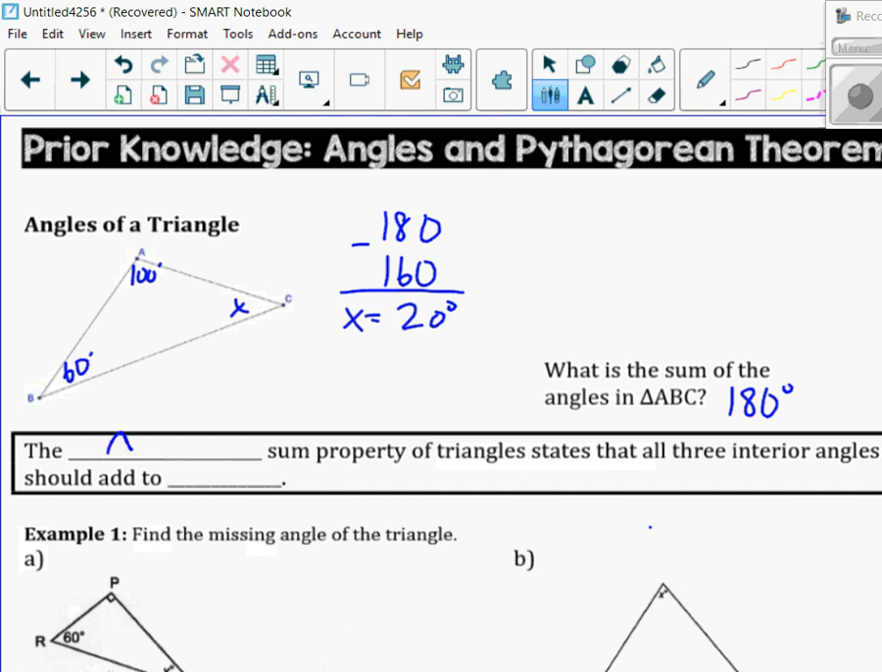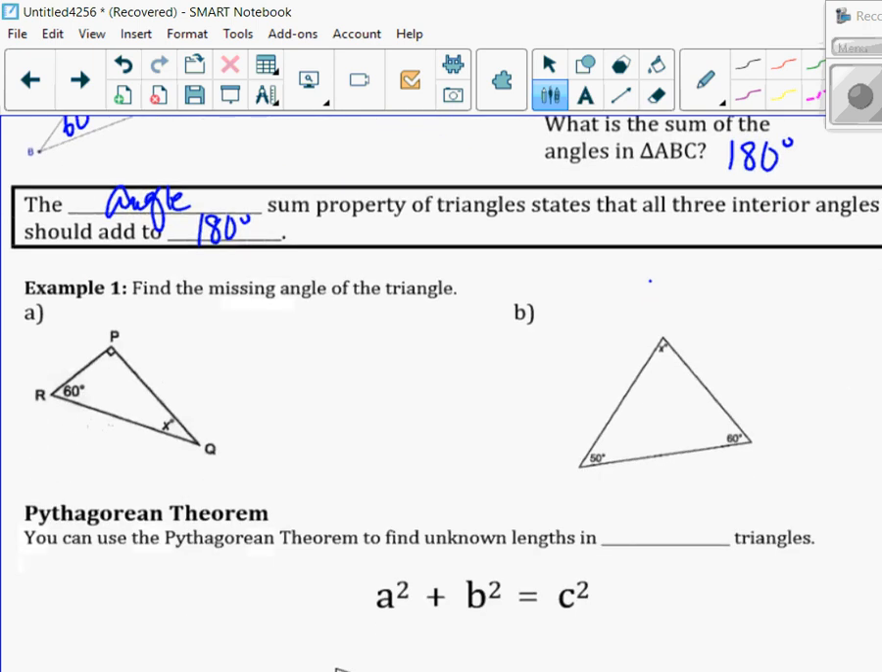So the angle sum property of a triangle states that all three interior angles should add up to 180 degrees. Somewhere you learned that, right? So can you figure out example 1a? You could probably just look at it and tell me, what does x equal?